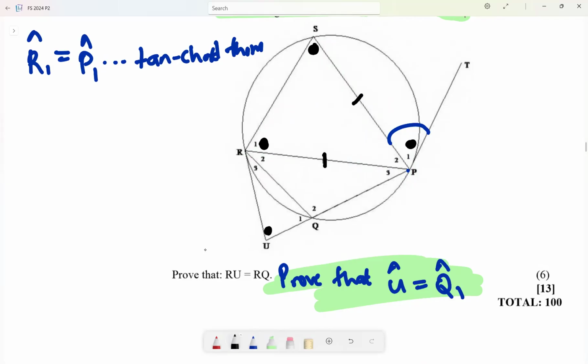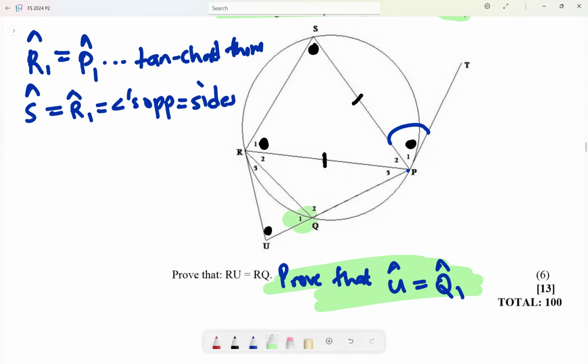Why? I say angle S is equal to angle R1. Why? Angles opposite equal sides. Cool. Remember, I'm trying to get Q1.